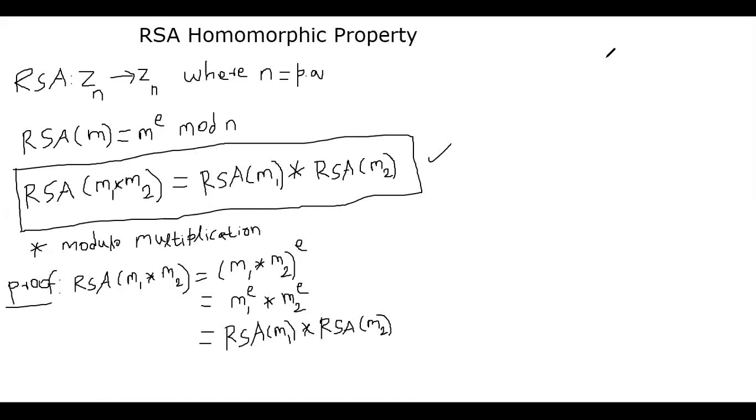Hello, welcome back. In this presentation, I will show an interesting property of RSA. It's called the multiplicative homomorphic property. So I assume you know how RSA works. So I will very quickly go to the RSA function. RSA of m is m power e mod n.